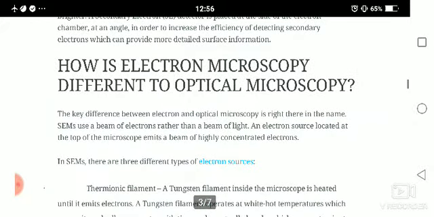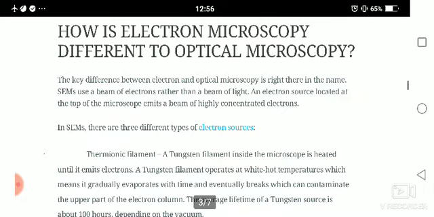So, how is electron microscopy different to optical microscopy? The key difference between electron and optical microscopy is right there in the name. The SEM uses a beam of electrons rather than a beam of light. An electron source located at the top of the microscope emits a beam of highly concentrated electrons.